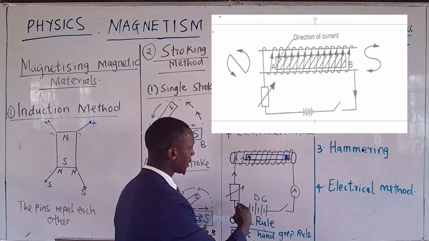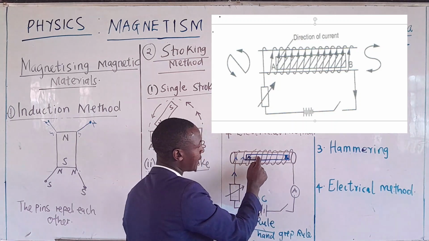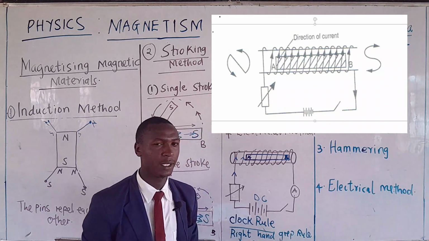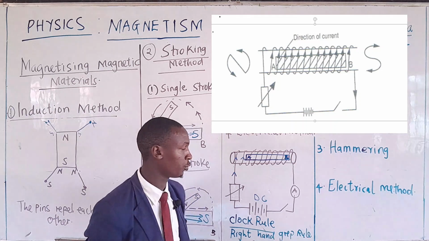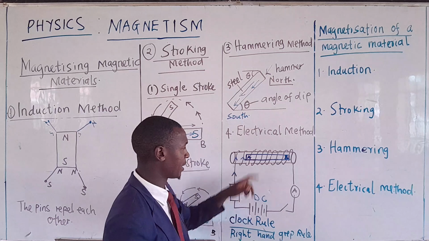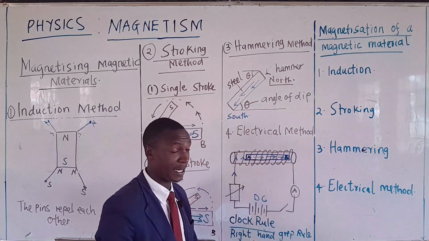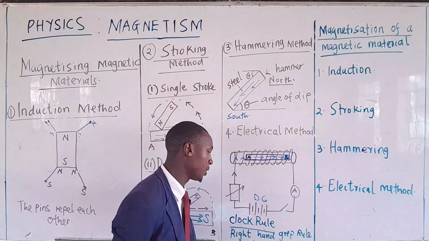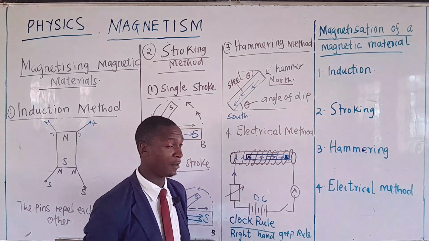And therefore, this current, as it moves around here, will induce a magnetic field in the bar. The main problem will be, how are you going to know the north and the south of the magnetic field that has been produced? The dipoles are going to be arranged towards one direction. At the end of the day, it's going to be magnetized. So how do you know the polarities of the bar that you have already magnetized?